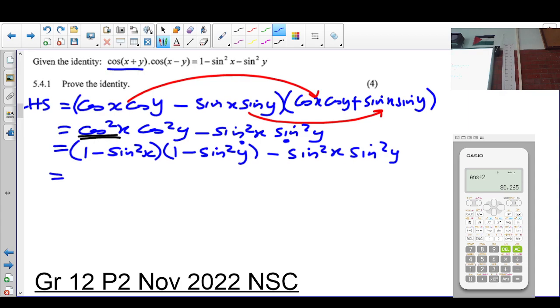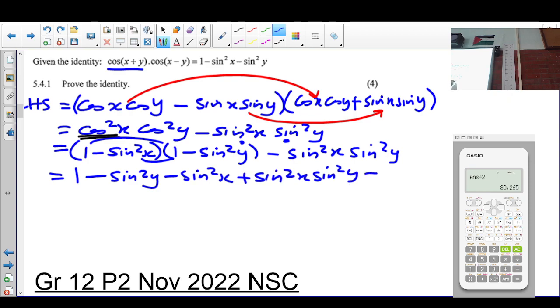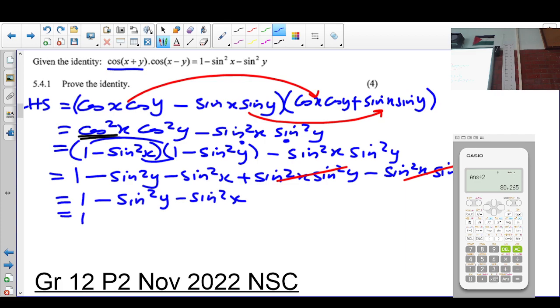So we multiply to get rid of the bracket. So it's 1 times 1 is 1. Minus 1 times sine squared y is sine squared y. 1 minus 1 times negative sine squared x is negative sine squared x. Plus sine squared x, sine squared y. Minus sine squared x, sine squared y. So what do we notice now? Is that these can cancel. Which leaves you with 1 minus sine squared y minus sine squared x, which in turn is equal to the right hand side.